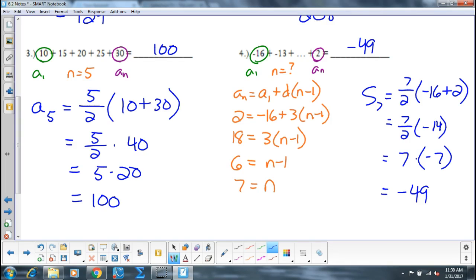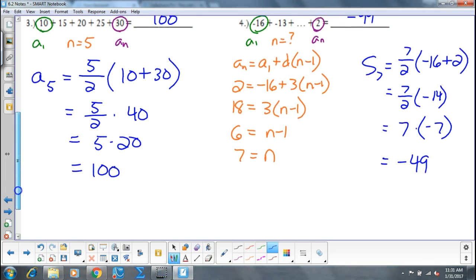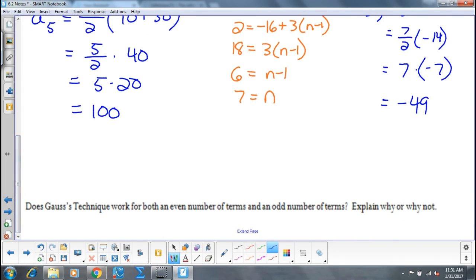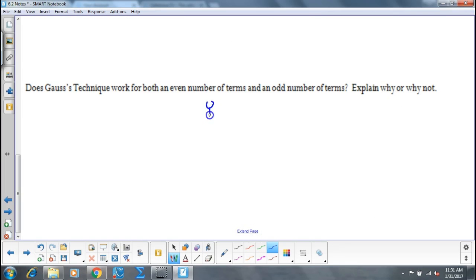Okay. Big question of the day. Does Gauss's technique work for odd numbered and even numbered series? Yep, you betcha.